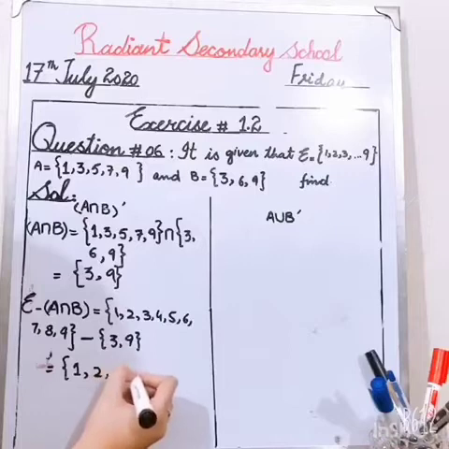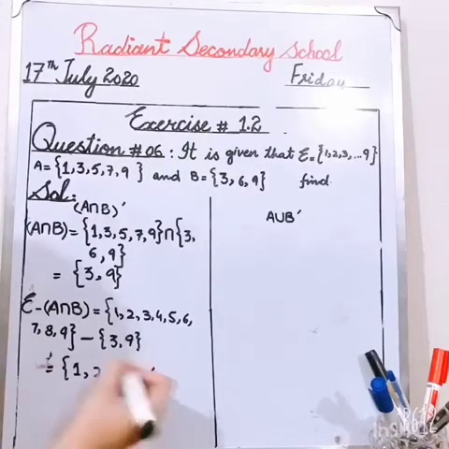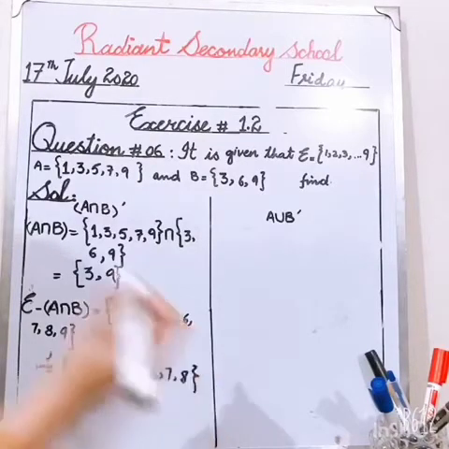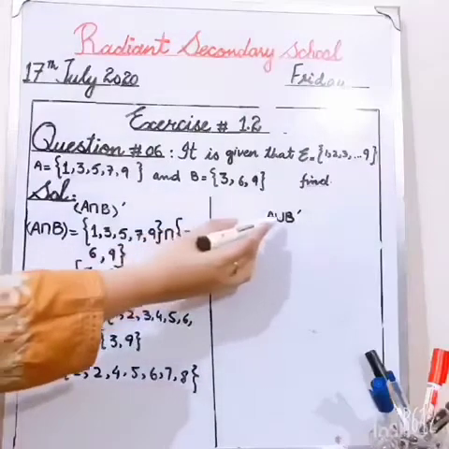4, 5, 6, 7 and 8. So this is our answer of difference. Now we have to do A union B complement.